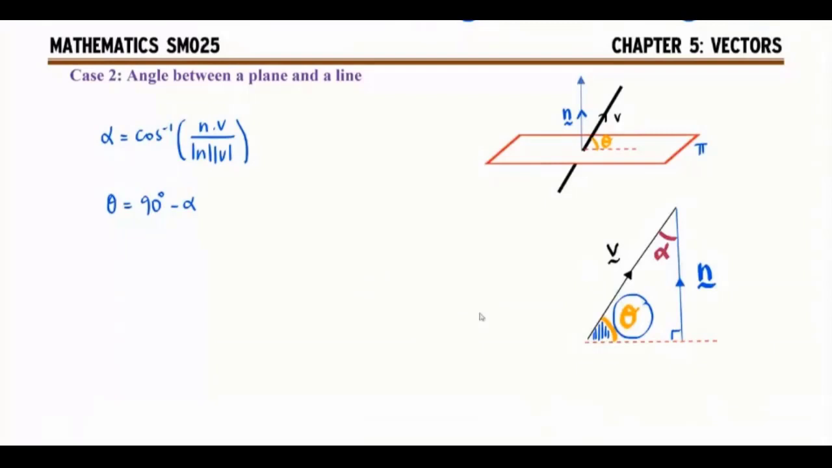Okay, so first of all, cari dulu N, cari dulu V, find the magnitude for both vectors. And then kita akan cari dot product. Lepas tu kita akan masuk dalam formula yang ini. Baru kita akan dapat jawapan akhir dengan tolak daripada 90. Okay. Right. So let's try a few examples.